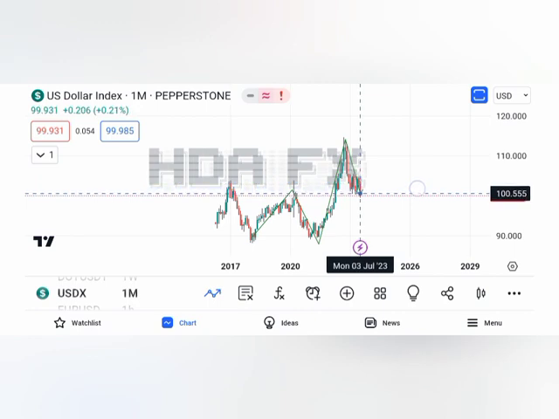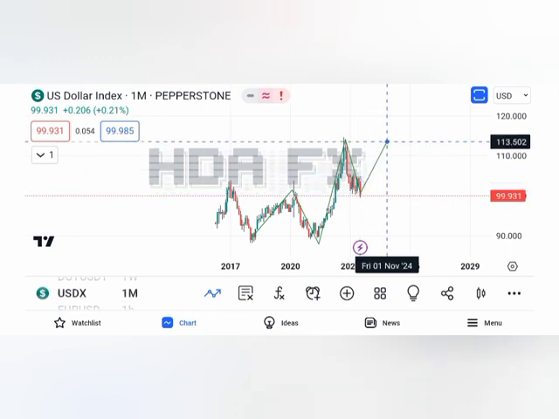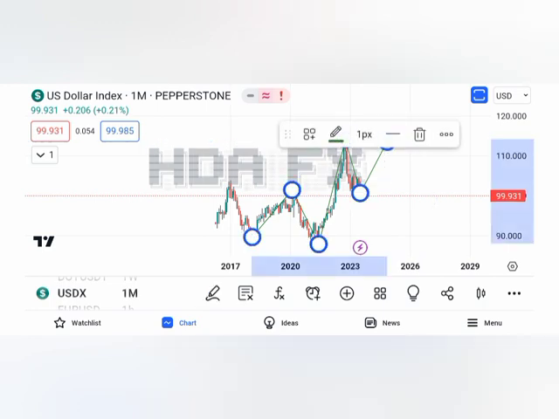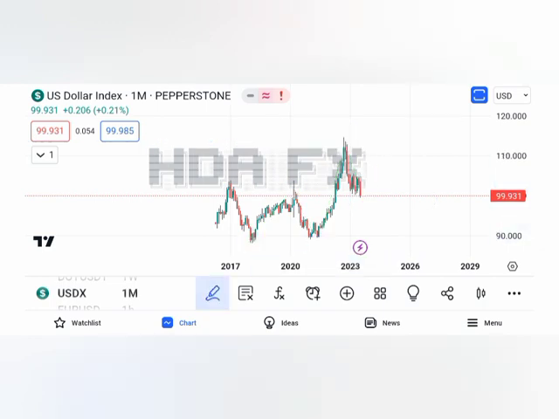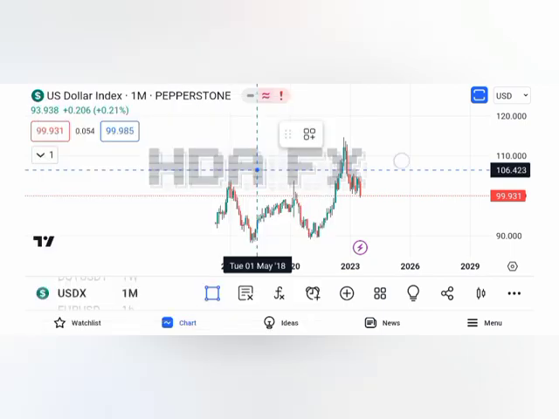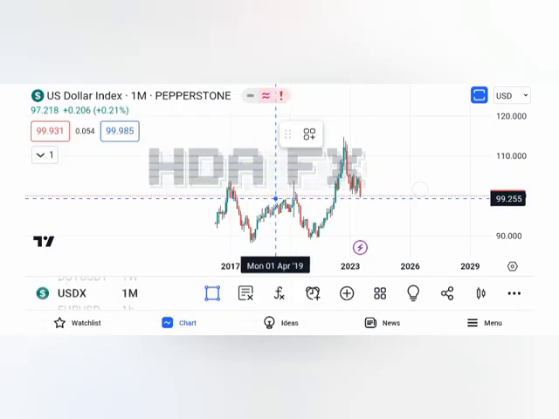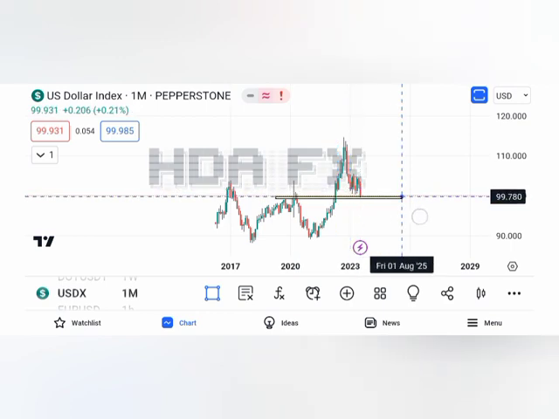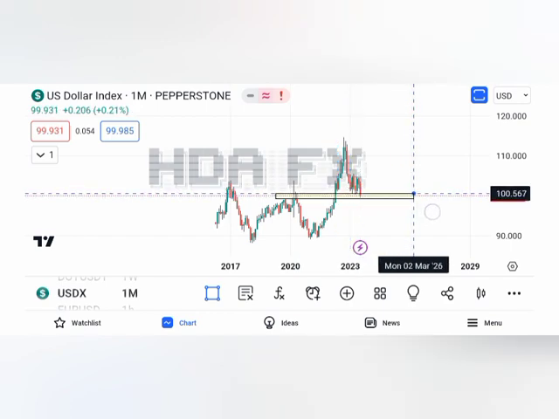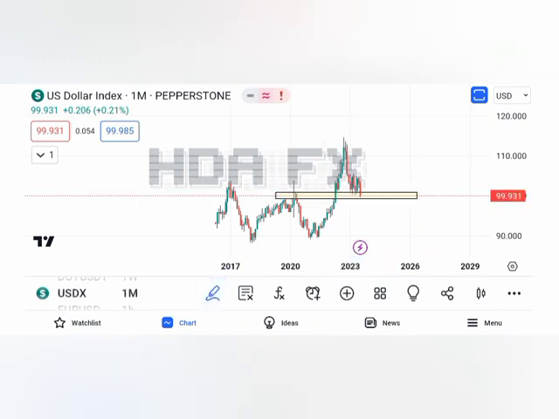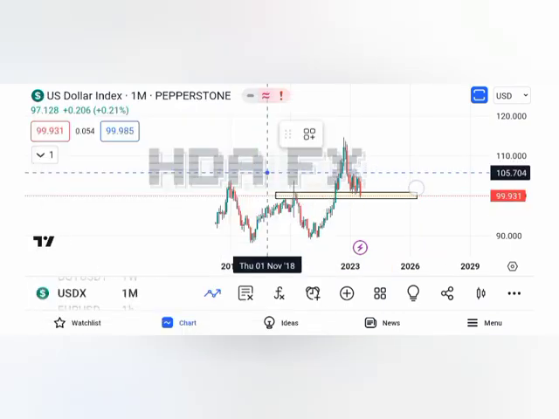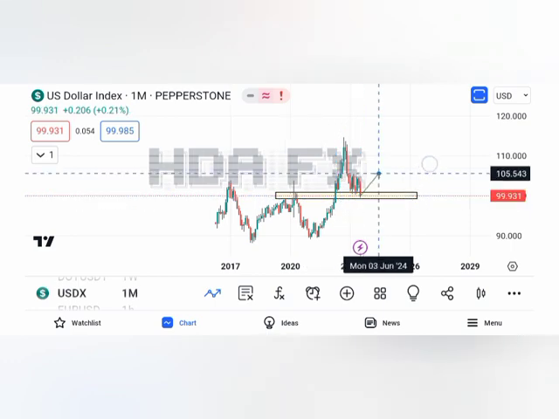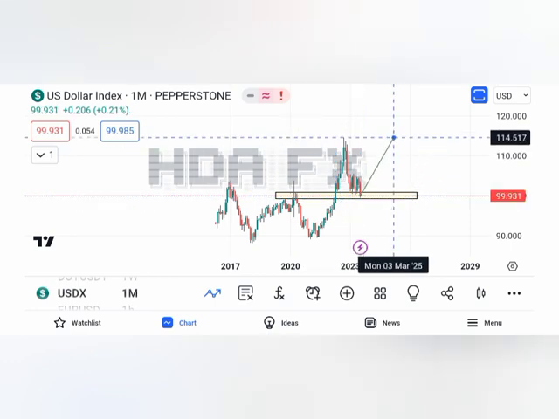So what I want to see on USD DX this coming week is price going up from this point. If you spot the monthly time frame carefully, you can see this key level here on the dollar index. So I want to see some kind of upward move this coming week on DXY. This coming month, I want to see some upward push on DXY.